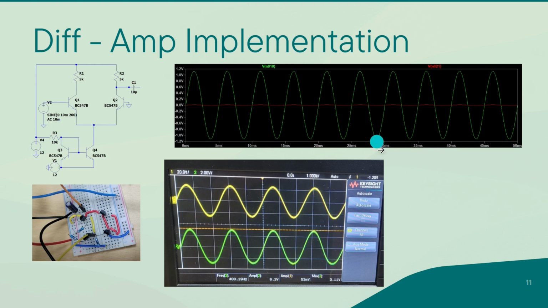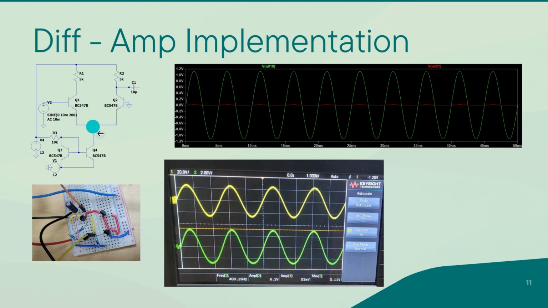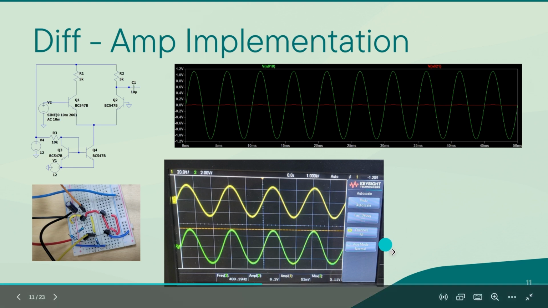Okay, so the picture of the differential amplifier circuit. This here shows the hardware implementation of our BJT based differential amplifier, and this is our simulation circuit. And from here we can see the plot and the gain.